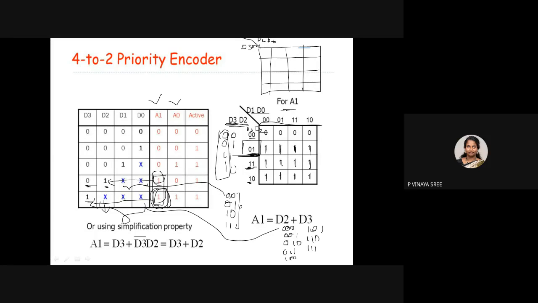Understood how we placed the 1s in the 4 variable K map for output A1 high? Everyone, is it clear?